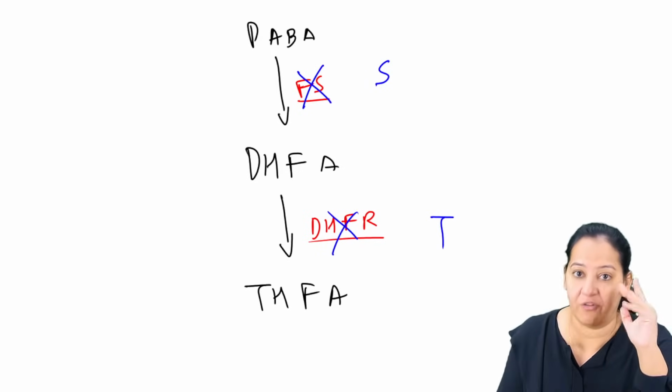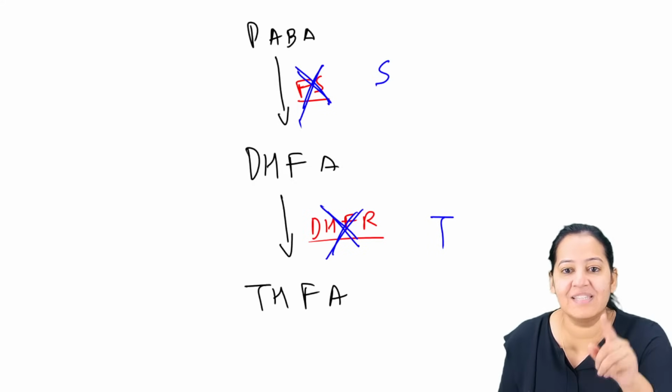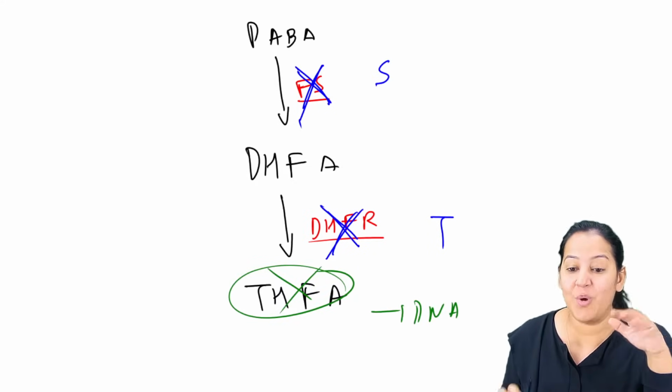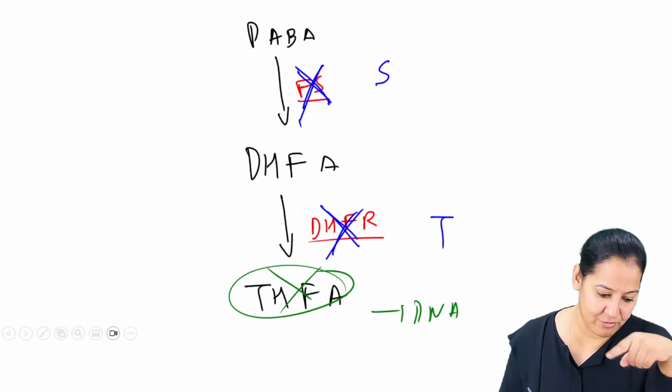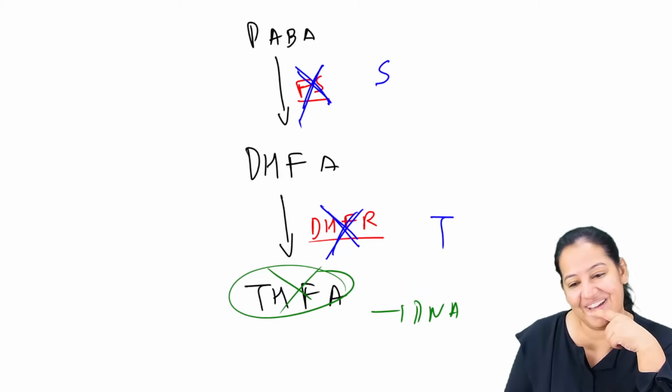So ultimately, either this is absent or this is absent. The summary is that folic acid will not form. If the folic acid is not formed, DNA will not form. So these two are indirect inhibitors of DNA. First thing you have to learn that. Now the second thing you have to learn is very important.